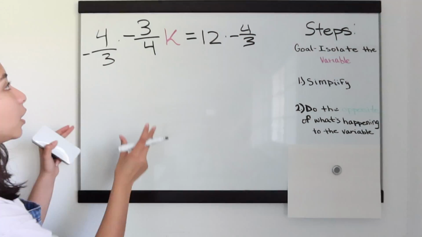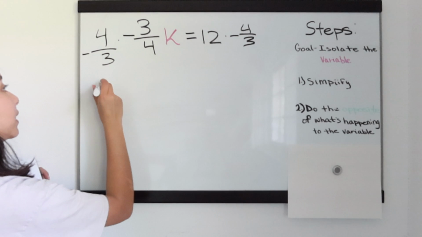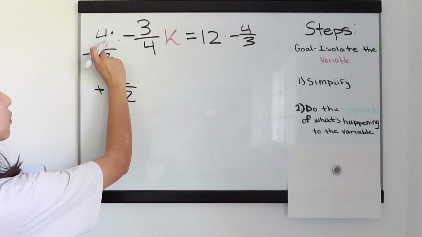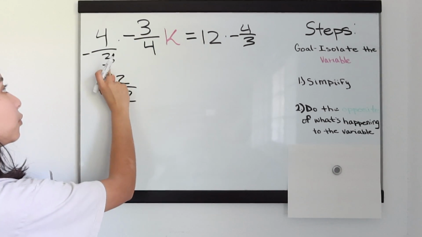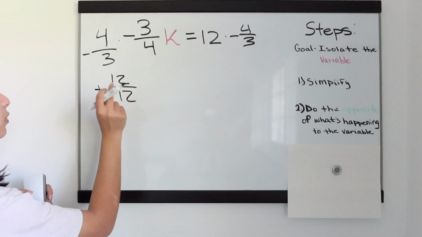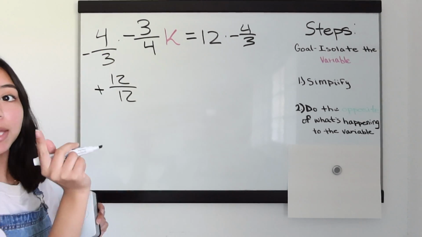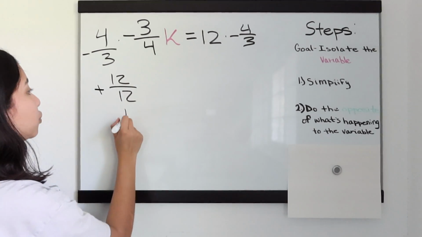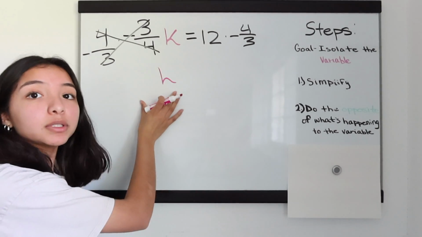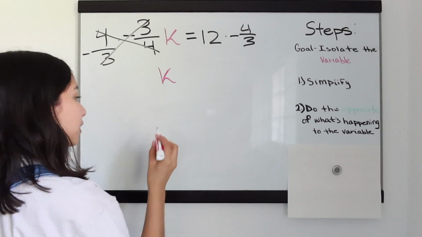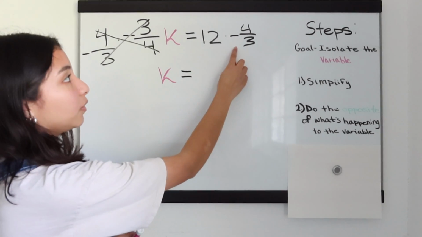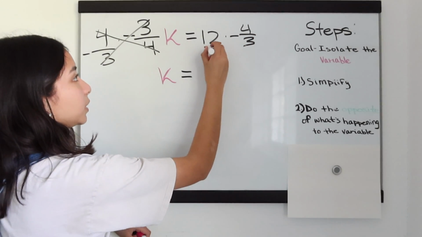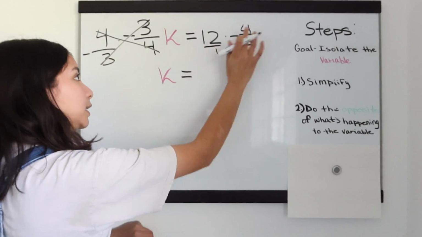On this side, you could write positive 12 over 12, because 4 times 3 is 12, and 3 times 4 is 12. And then these negatives cancel out and turn into a positive. So 12 over 12 is just 1. So on the left side of the equation, we're left with k is equal to 12 times negative 4 over 3. And with this, we can just pretend that there's a 1 over the 12 to make it easier.